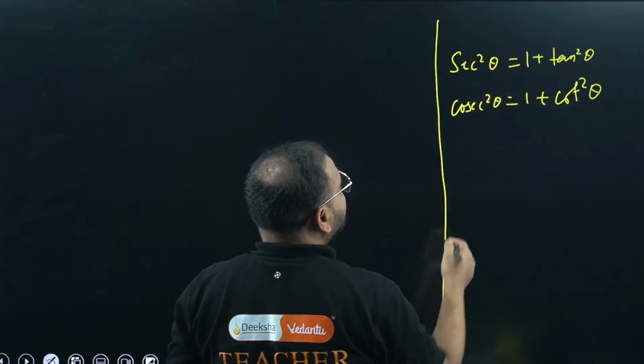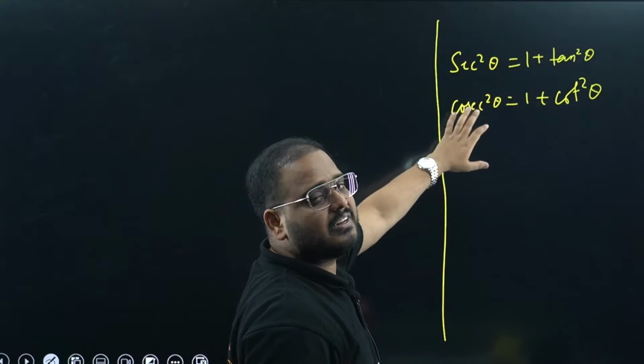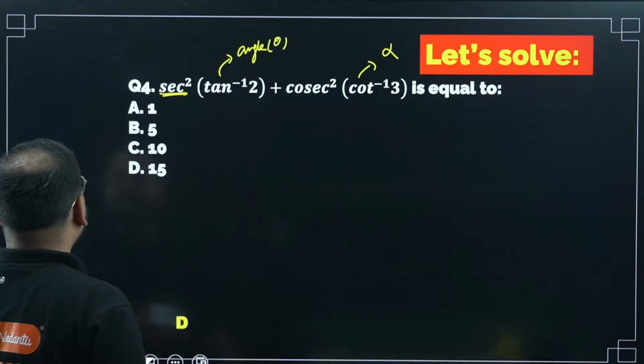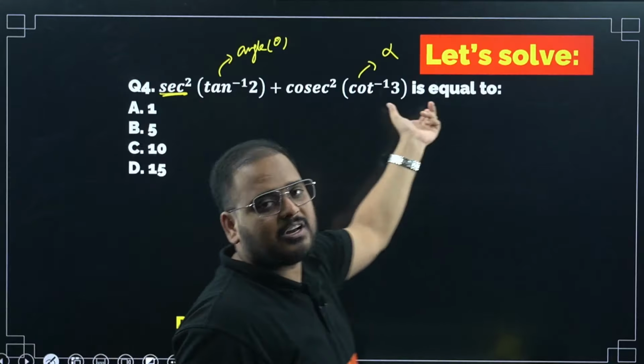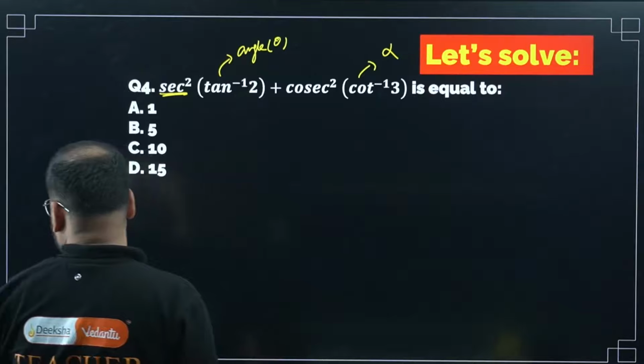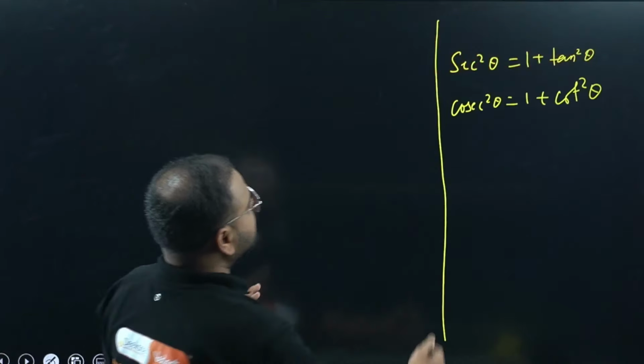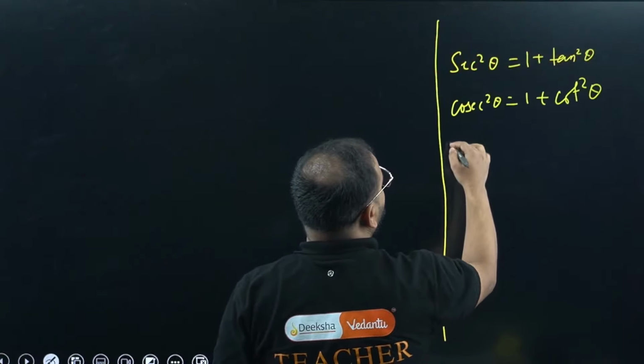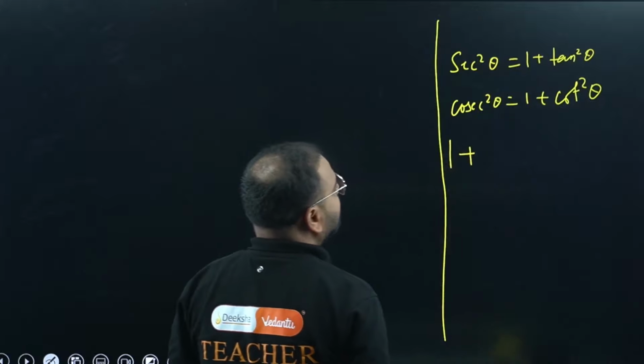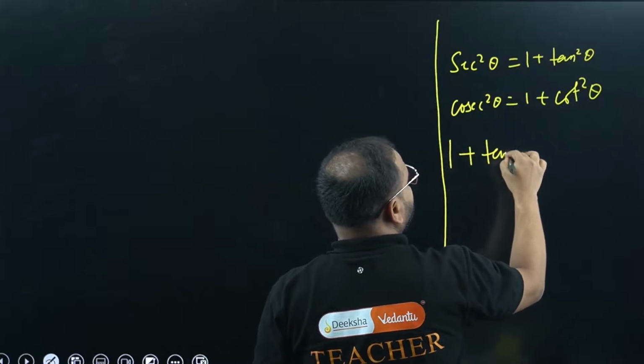So how have they given it? They have not given it as theta. They have given theta as tan inverse of 2 and alpha as cot inverse of 3. So let's apply that. I will get this as 1 plus tan square.